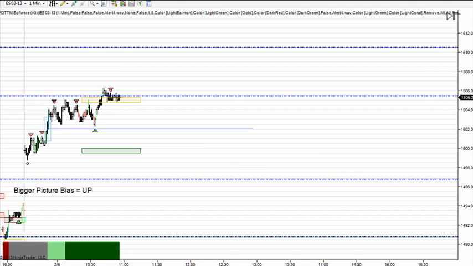Okay, so now we're testing this 0550 bigger picture level. We're testing this yellow shorter term caution zone or potential resistance zone. Okay, so we're testing these areas.